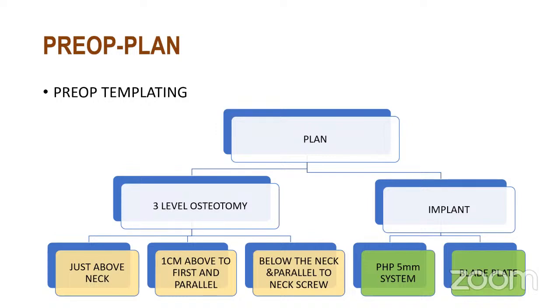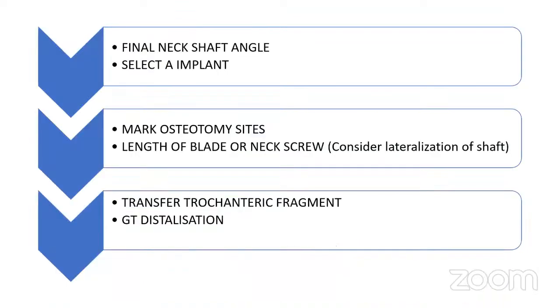Since the child is a little big, I am preferring to use the 5mm system, or I can use the foramen plate. So the procedure goes like this: we have to check how much I'm targeting for the final neck shaft angle, select an implant and mark the osteotomy sites, and find out the length of the blade or neck screw by considering the lateralization of the shaft, and transfer of the trochanteric fragment for augmenting the neck length, and the GT distalization for the overriding of the greater trochanter.